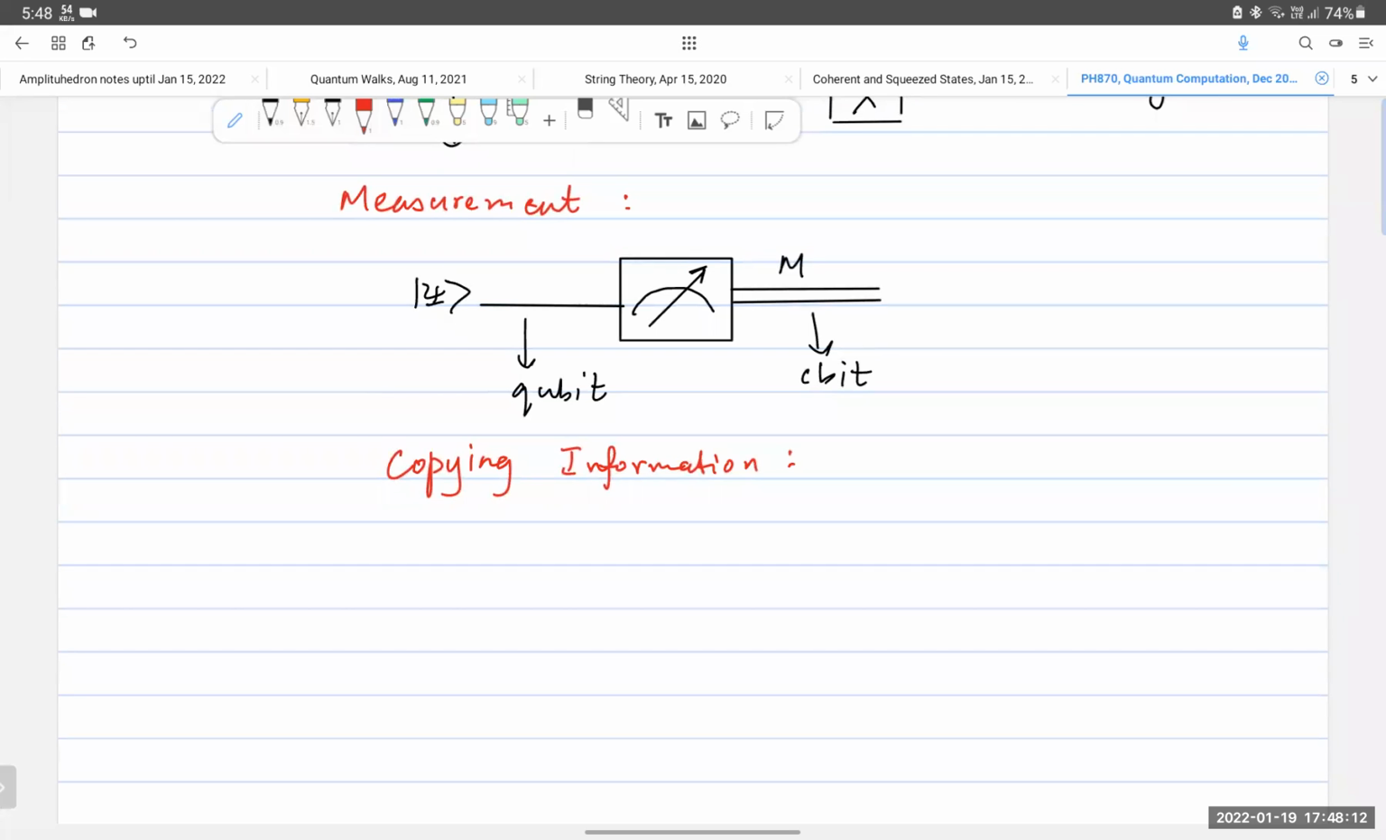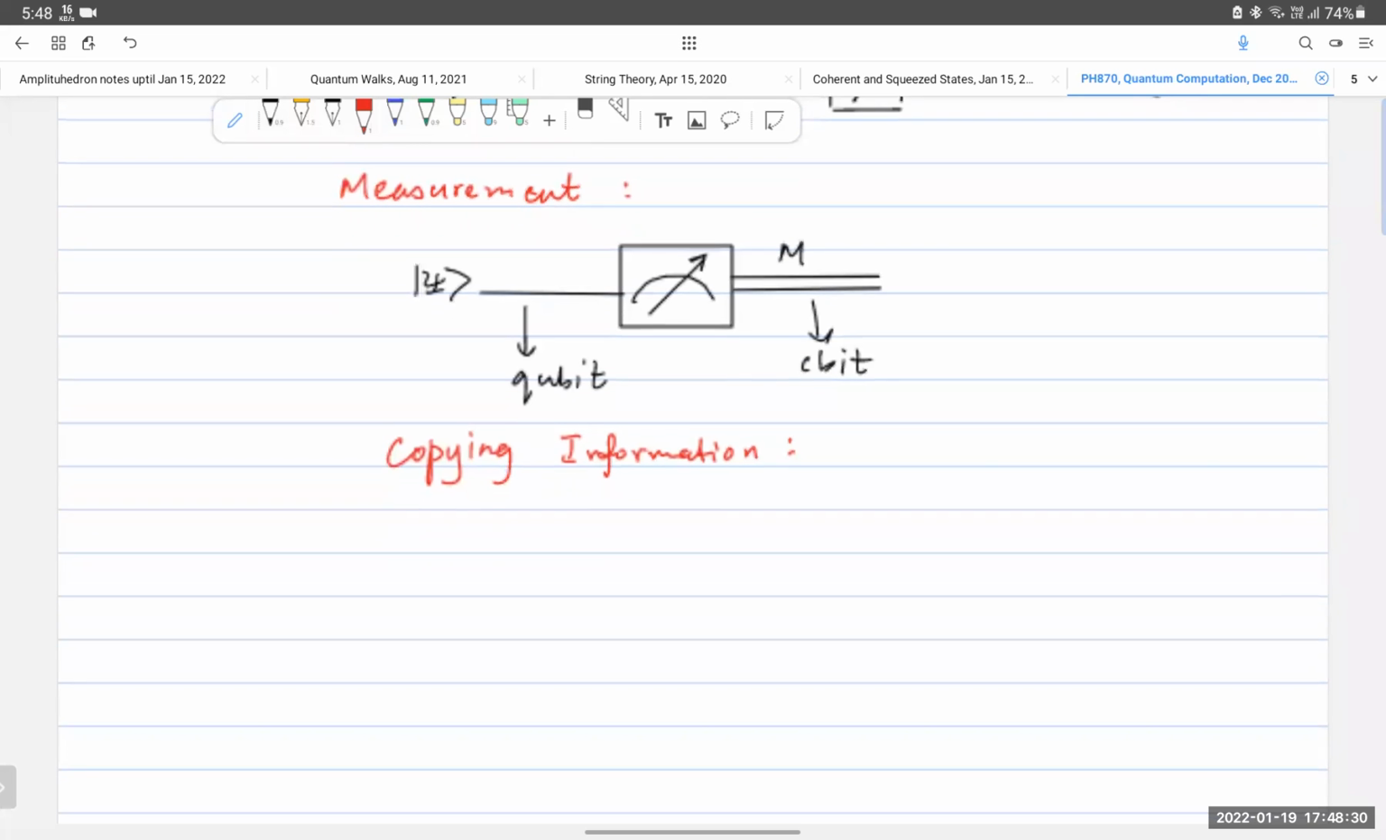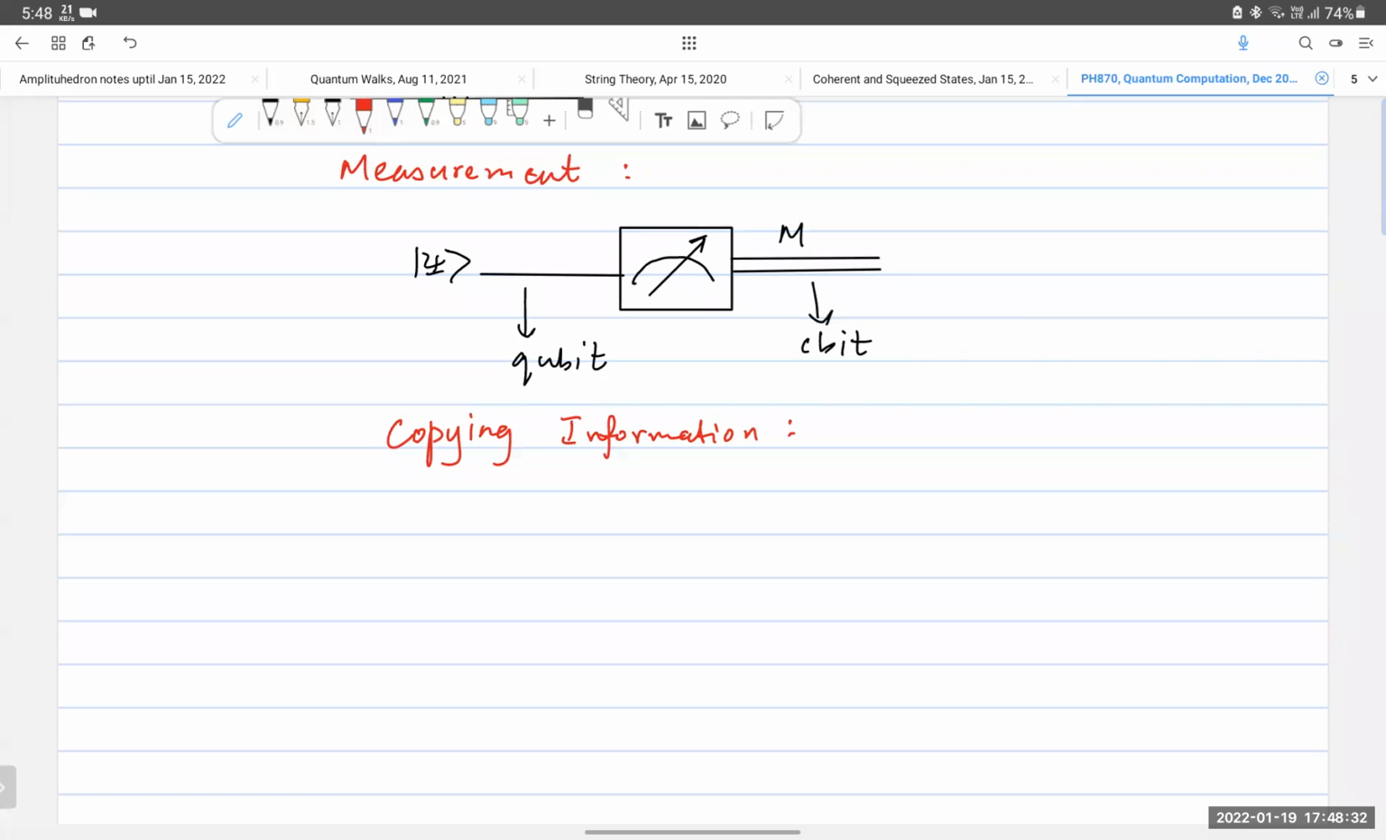So whenever we transfer some data, what we are doing is information is being copied from one location to another location, right? But in quantum mechanics, something very interesting happens, which is called the no-cloning theorem.